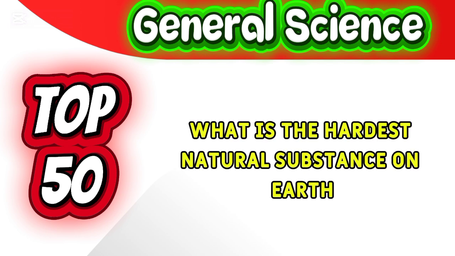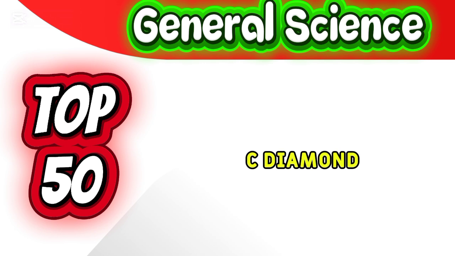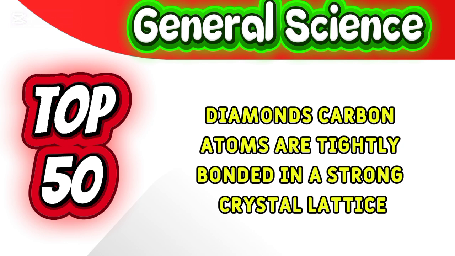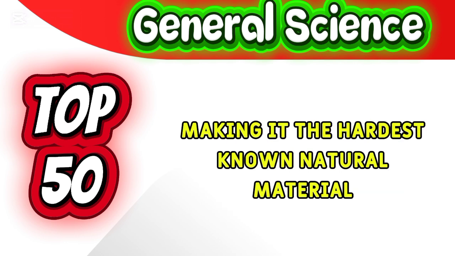25. Question: what is the hardest natural substance on Earth? Options: A, gold; B, quartz; C, diamond; D, iron. Correct answer is C, diamond. Explanation: diamond's carbon atoms are tightly bonded in a strong crystal lattice, making it the hardest known natural material.